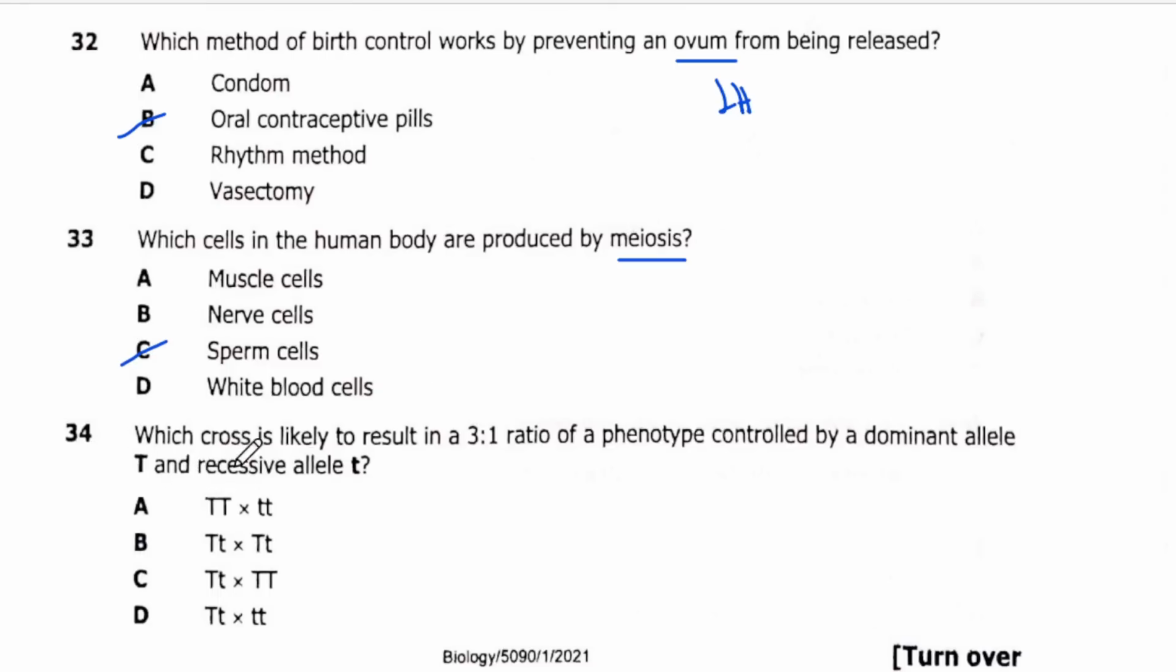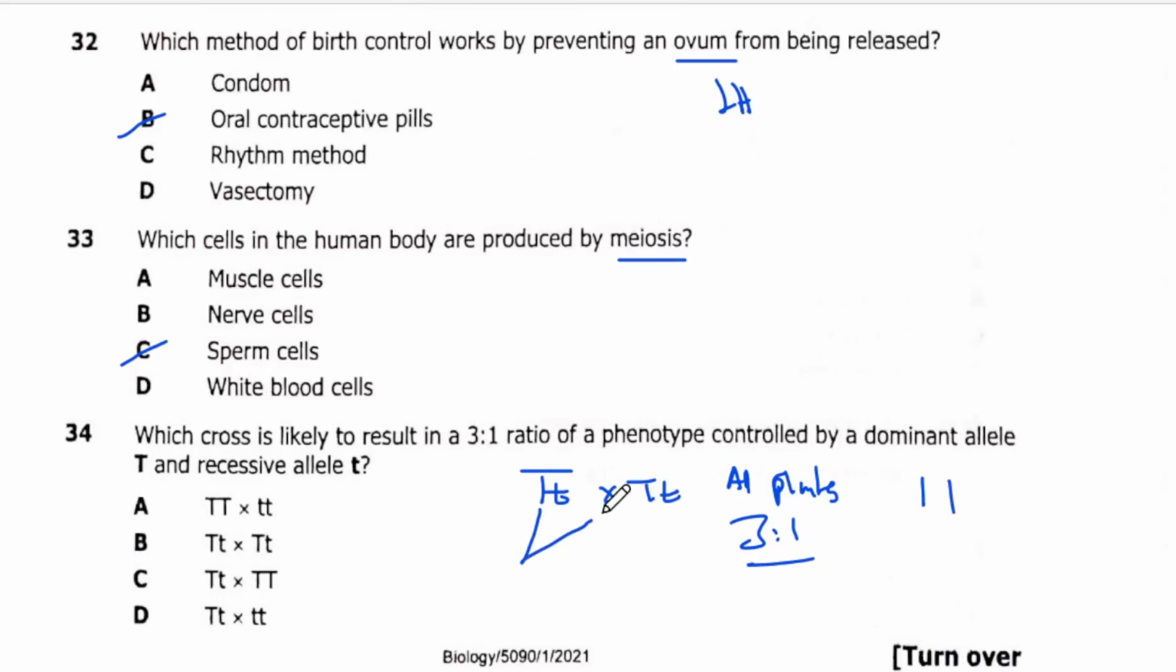34. Which cross is likely to result in a 3:1 ratio of the phenotype controlled by a dominant allele T and a recessive allele t? So Gregor Mendel actually carried out about 3 crosses. In one of the crosses, he got all tall plants, and in the other cross, he got 3:1. And the other cross was a test cross, which gives a 1:1 ratio. If you want a 3:1 ratio, you need to cross heterozygous tall with heterozygous tall. So this cross is the one which will give us a 3:1.